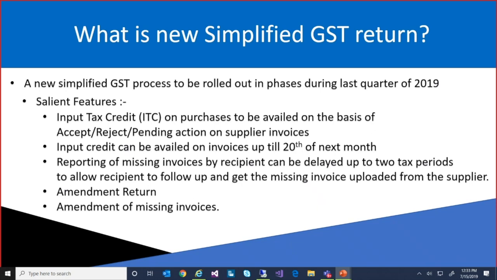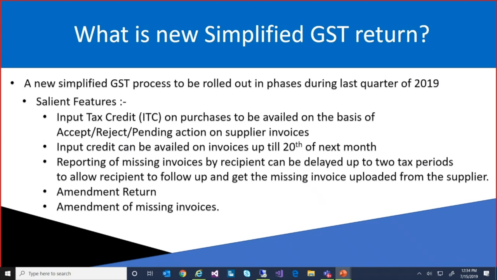Then the government is also introducing an amendment of the return process. If you have filed the return incorrectly, with some invoices incorrect or missing, you can do an amendment in the return, which is not available currently. Currently, you need not file a nil return if there is no liability. But going forward, if there is no input credit and no liability, even then you have to file the nil return. So those are some of the major changes which are coming.